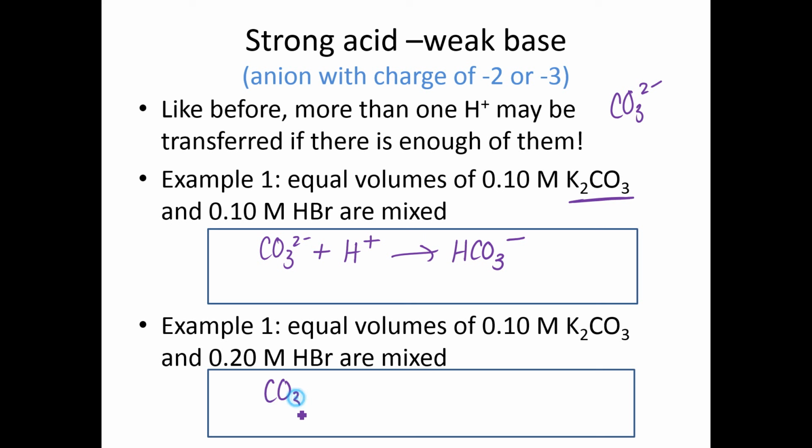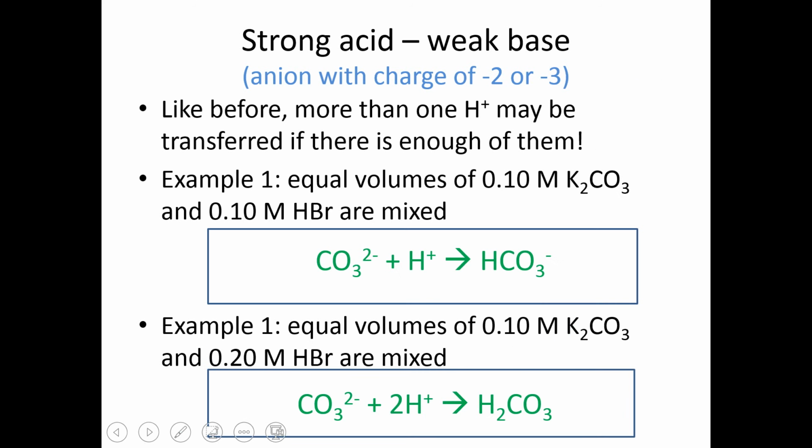But let's say you're adding extra hydrogens. Let's say you're adding double the concentration, so you have 2 hydrogens for every 1 carbonate. Then my carbonate will take 2 hydrogens and make H2CO3, which is carbonic acid. So either can happen depending on how much of that acid that you add.